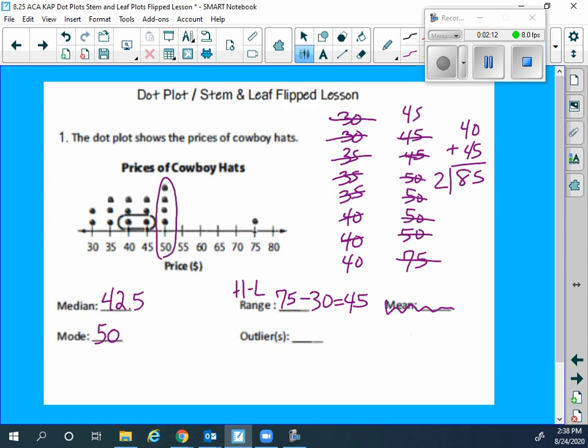And then finally, we have a new word, an outlier. An outlier is something that's like not hanging out with the rest of the data. You can see that the majority of the data is here. And then we've got this one little guy out here all by himself. That is an outlier.